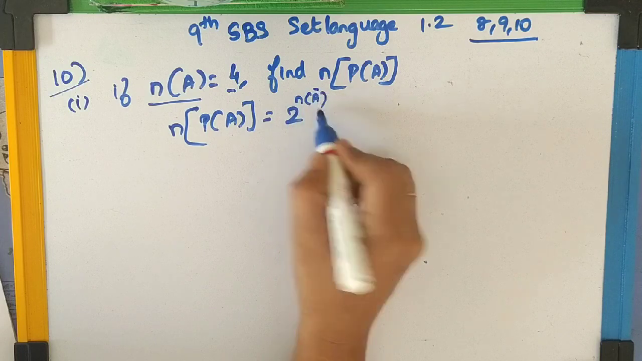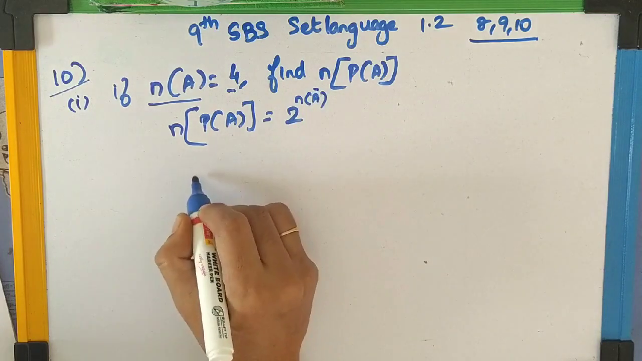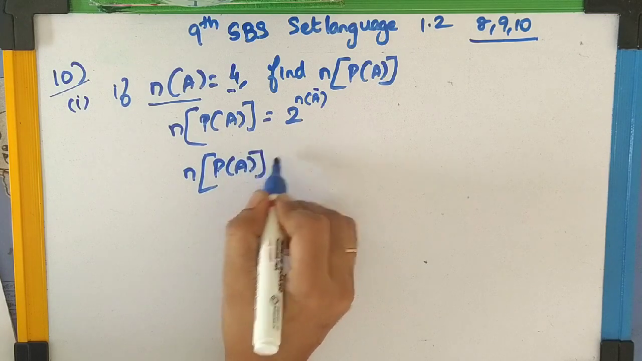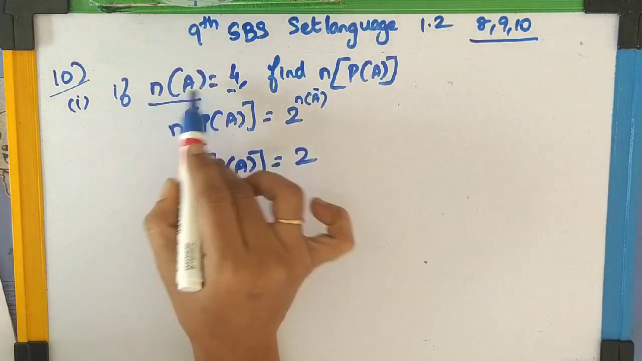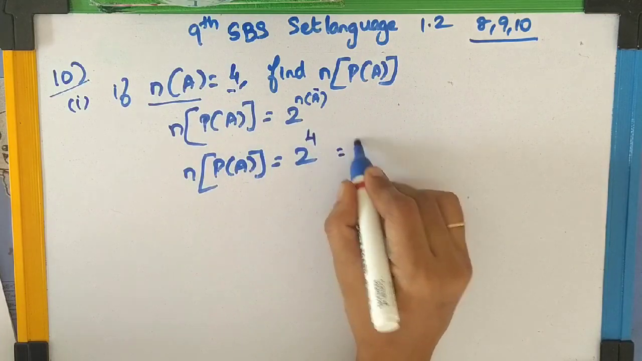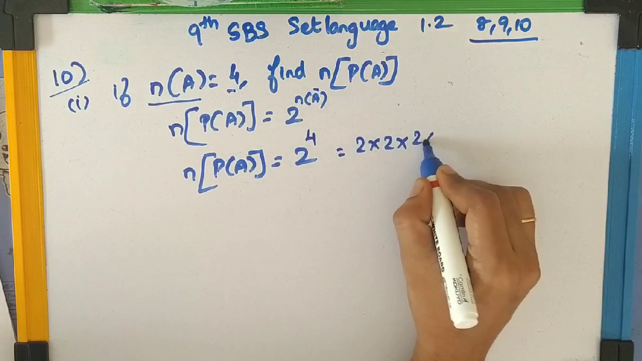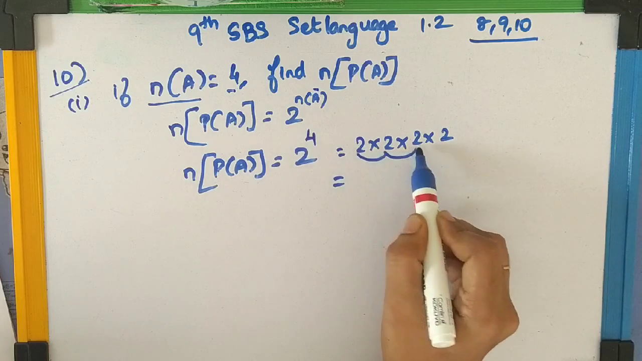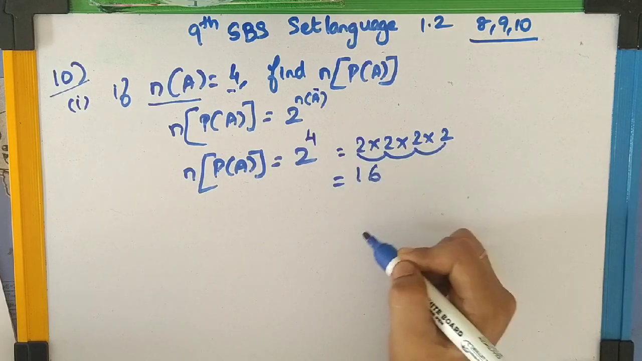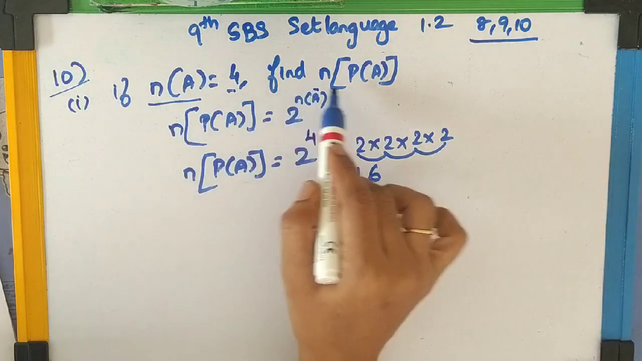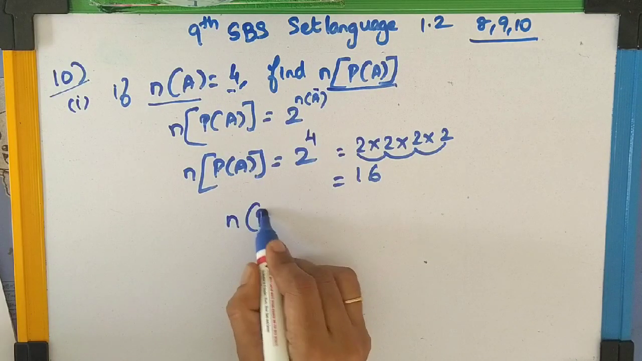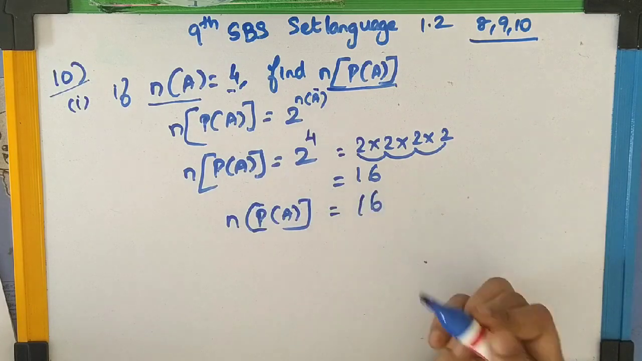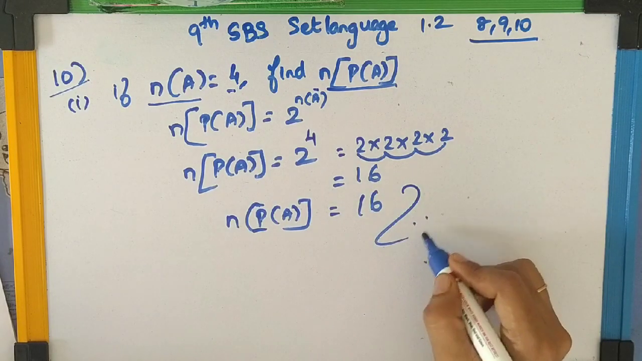Now, what is the number of power set? That is number of subsets. It's nothing but 2 power cardinal number, right? Here, the number of subsets is equal to 2 power. What's the cardinal number here? It's 4. So, we have to multiply 2 4 times. See? 2 into 2, 4. 4 into 2, 8. 8 into 2, 16. So, for any set with cardinal number 4, the number of subsets will be 16. Are you clear? Do you have any doubts?